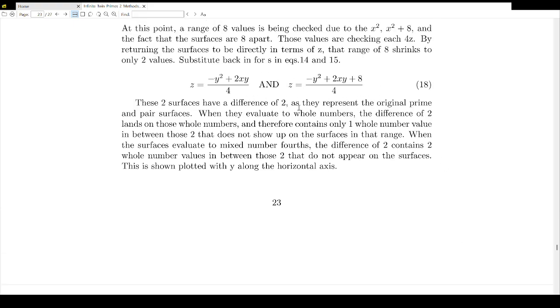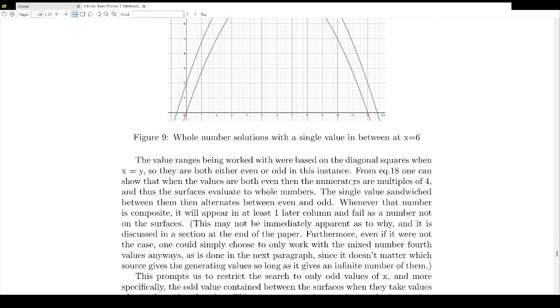We're doing a little bit more simplification here with the forms that we have and thinking about our diagonal values and what happens with these. When it's multiples of 4, you get one number in between. When it's fourths, you get 2 numbers in between. But now we're saying from those, you can see that when the values are both even, then those numerators are multiples of 4, and thus the surfaces are whole numbers and you get one thing in between. The single value sandwiched between them then alternates between even and odd.